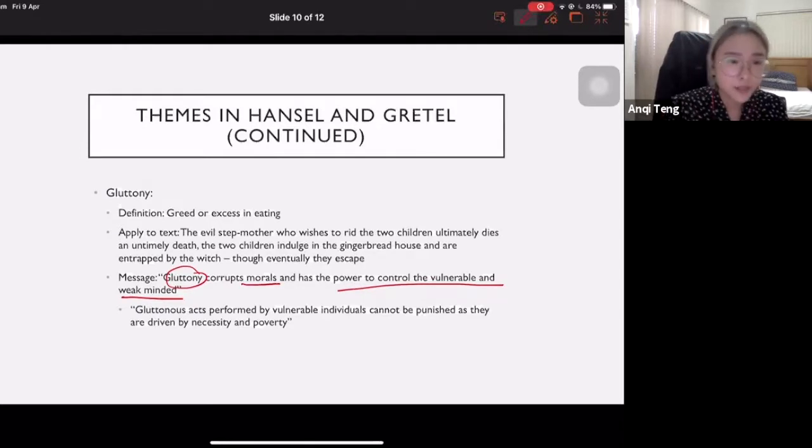All right, so obviously we looked at gluttony in a bit more detail and kind of looked at it from a couple of different angles, but hopefully that makes it a bit more clear to everyone how we identify and analyze themes in an example text.